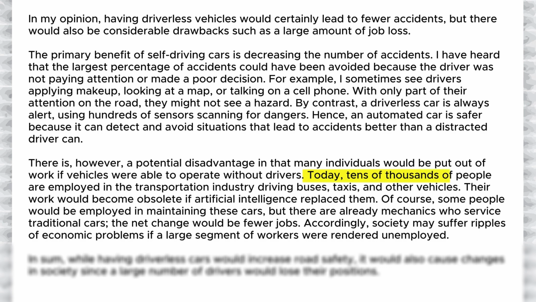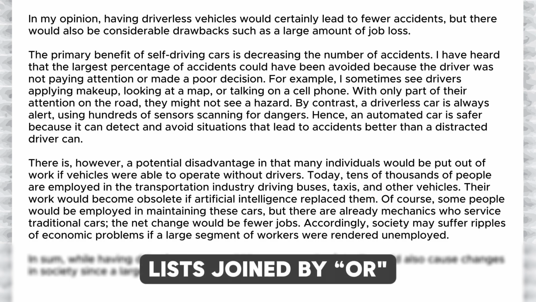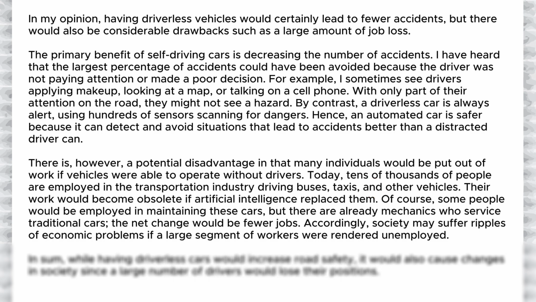Today, tens of thousands of people are employed in the transportation industry, driving buses, taxis, and other vehicles. I like the phrase transportation industry. I'm including a list here with nouns joined by and. It works the same way as lists joined by or. The words are things that are driven: buses, taxis, and other vehicles.